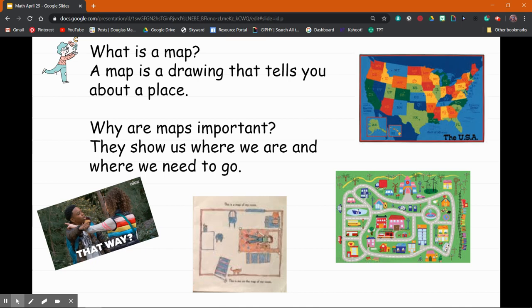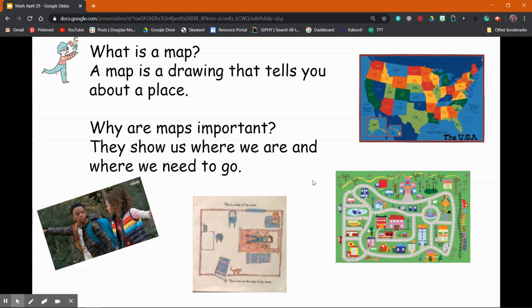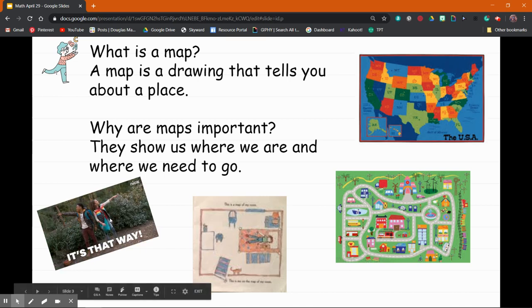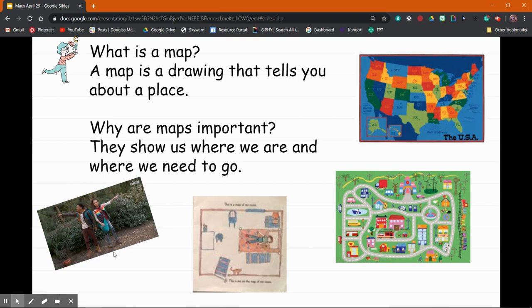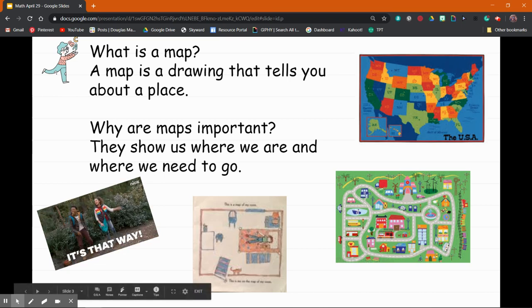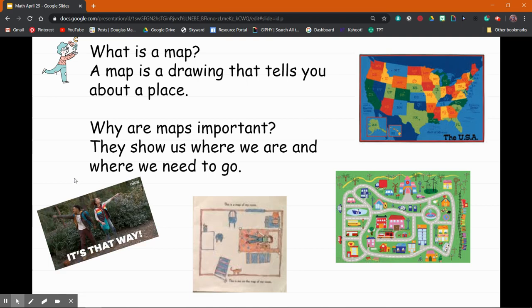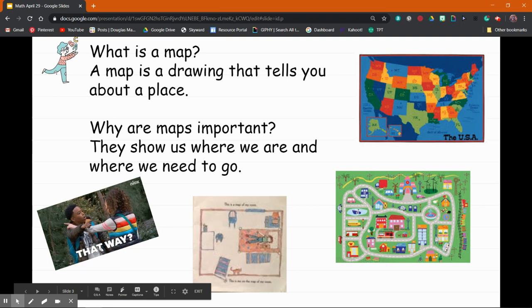And why are maps important? Well, let's take a look at this little picture right here. These friends, it says that way, it's that way. Well, these friends need a map. Why do they need a map? Because they are lost. Maps are important and they help us because they show us where we are and where we need to go. Do you agree? Could these friends use a map right now?